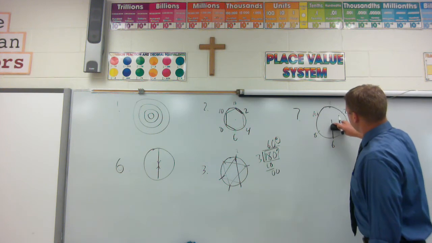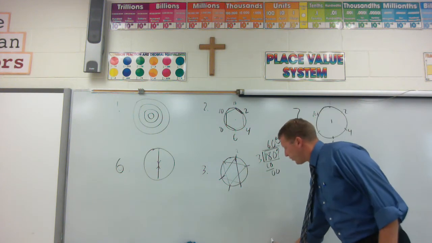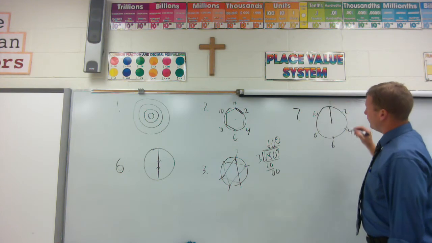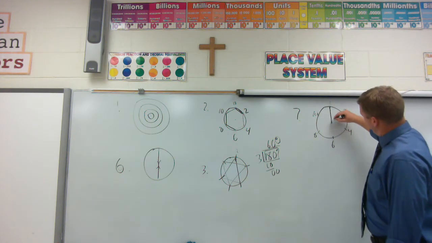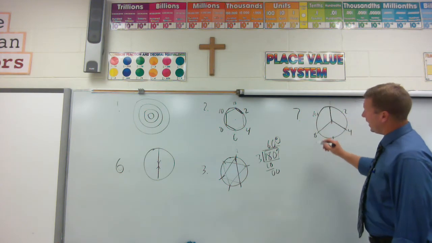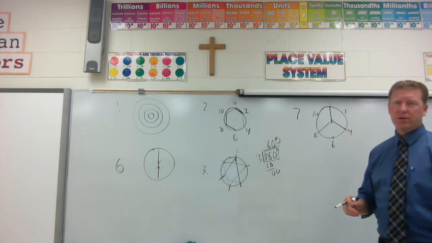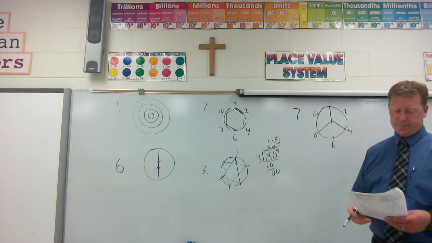I'm going to erase that so I can do what they asked me to do in the order. You had your little marks, you found the middle. They say, draw a line from 12 down to there, and then out to 4 and out to 8. So guys, you're drawing the peace sign. You just chop your circle into thirds.